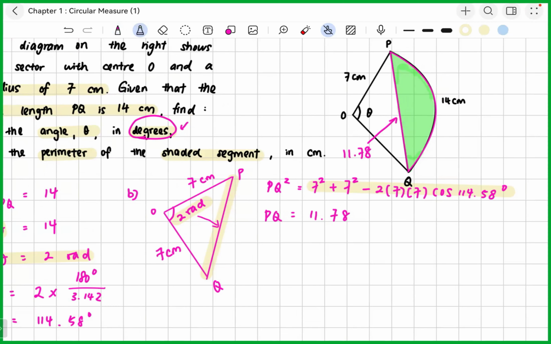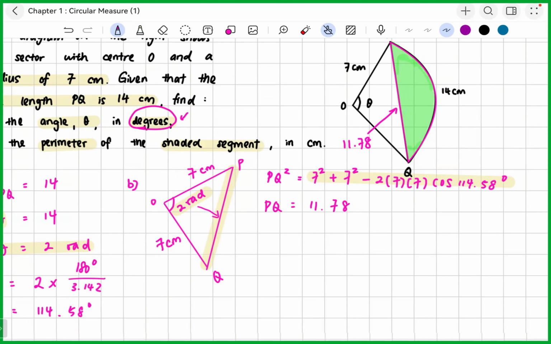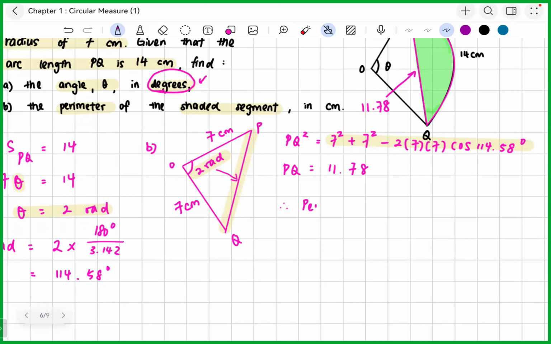The arc length PQ, we also know because the question just provides it. So all you need to do is just sum up the lengths. So perimeter equals 11.78 plus 14 cm. So this is the perimeter of the shaded segment. So 11.78 plus 14, you will get 25.78. Okay, 25.78.